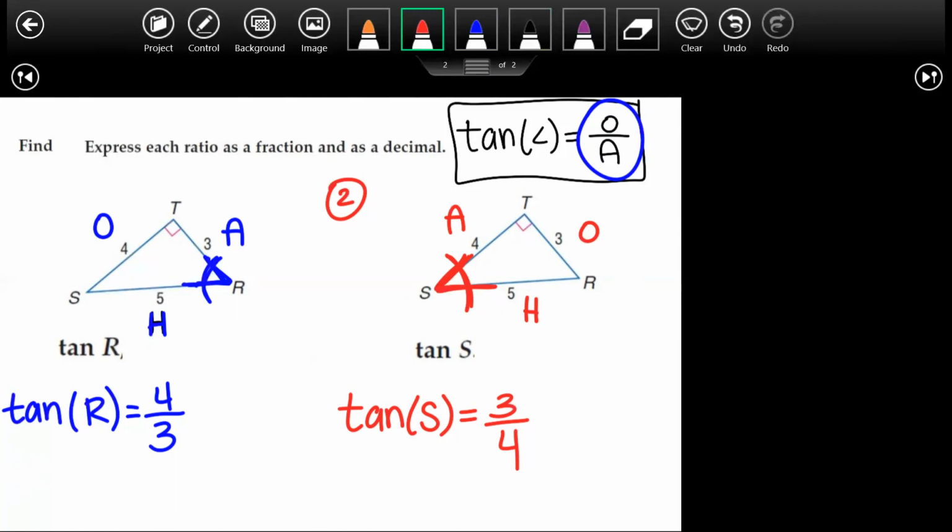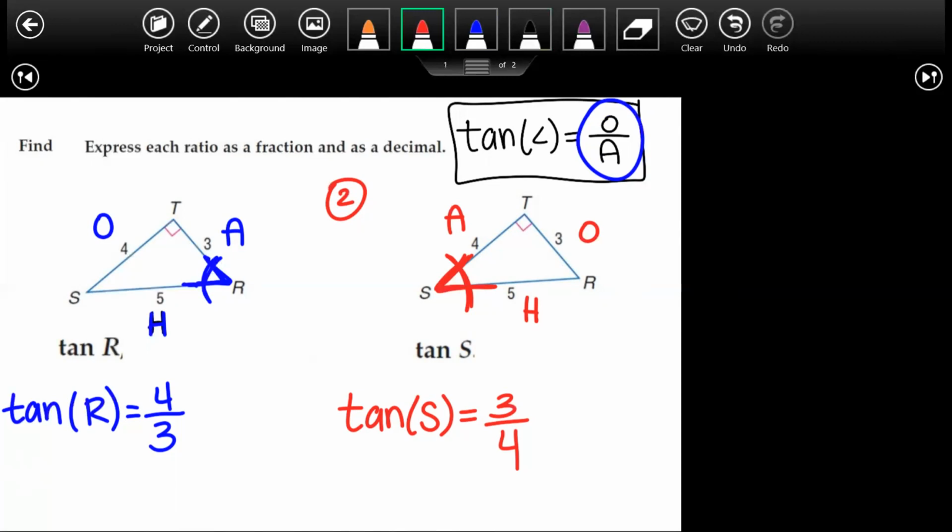Okay? What do we know? We're using tangent on both of them, but we're using different angles. What do we know about our ending? 4 over 3 and 3 over 4. What do we call that? The reciprocal of each other, right? And it should be that way because if we're looking at this angle R, it's definitely different than angle S. So the numbers we plug in have to be different. I think the only time it's ever going to work out that way is if we have 45, 45, 90, but don't worry about that.